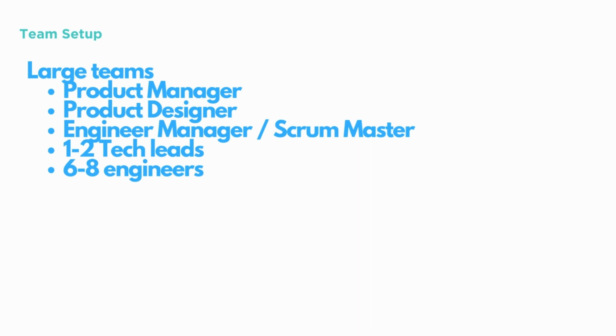And then you have 6 to 8 engineers. Now the engineers can be split into iOS and Android, but sometimes you may also encompass a back-end engineer as well, who can develop specific APIs for both platforms to leverage.